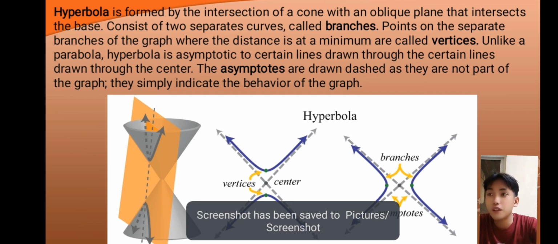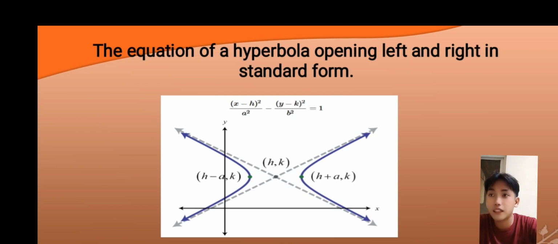So there is also the equation of a hyperbola opening left and right in standard form. Here, the quantity x minus h squared over a squared minus the quantity y minus k squared over b squared is equal to 1. So that is our hyperbola opening left and right in standard form. Please note that if the x possesses the positive sign, then our hyperbola is opening left and right. Here, our center is the ordered pair (h, k), and our vertices are the ordered pairs (h minus a, k) and (h plus a, k).